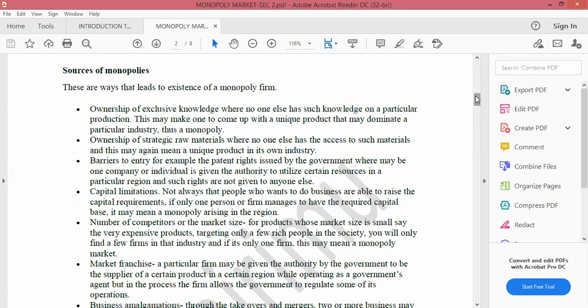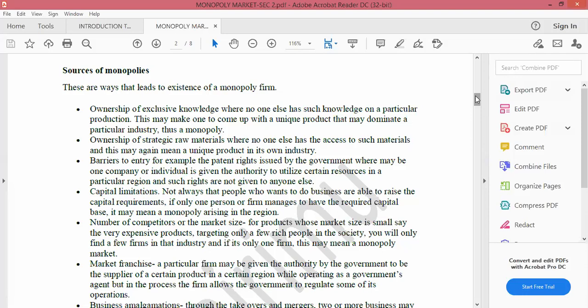Where do monopolies come from, or what causes the existence of a monopoly as a market structure in a country? Number one is you owning some knowledge that is special in a way. If you come up with a product, it will be unique because you have executed some knowledge that is not possessed by any other person or firm in the region. Because of the uniqueness of the product that comes out of your knowledge, you qualify to be a monopoly firm in the region.